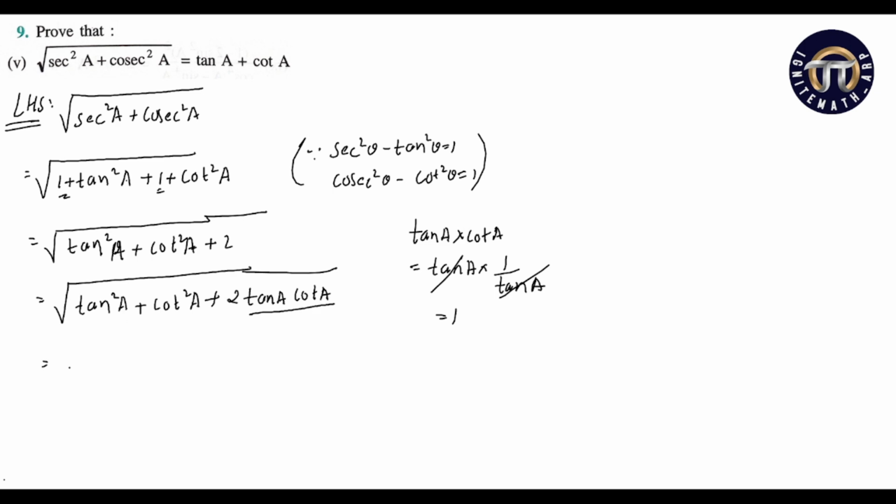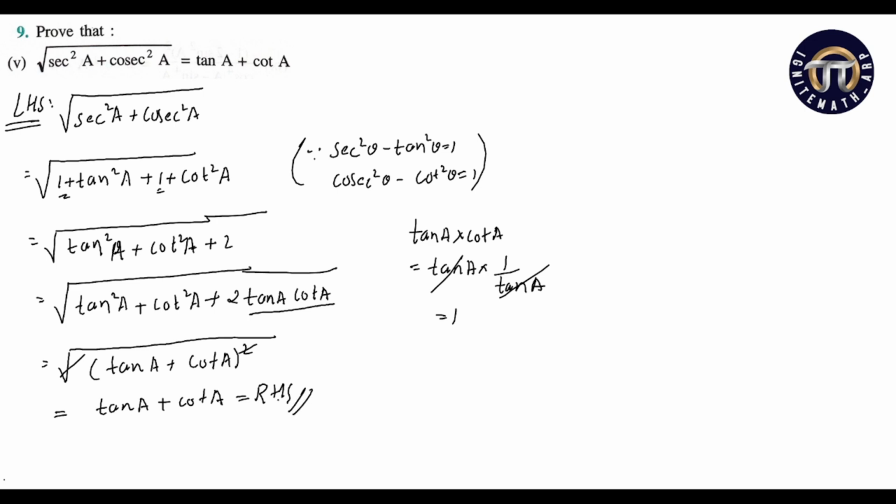Why have I written it like that? Because I want it to look like a square plus b square plus 2ab. So I can write this one as tan a plus cot a the whole square. So the square and square root get cancelled, and I'll be left with, children, tan a plus cot a. So that is equal to RHS. Clear, children? Right.